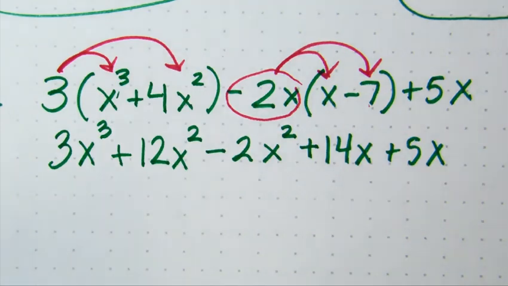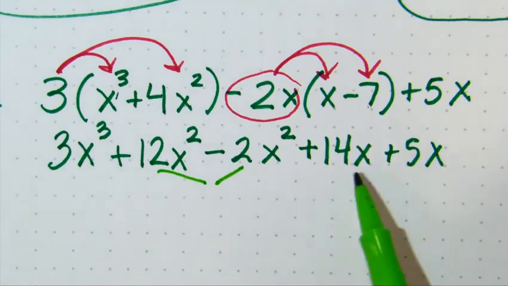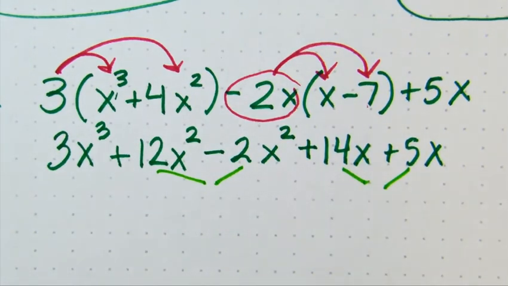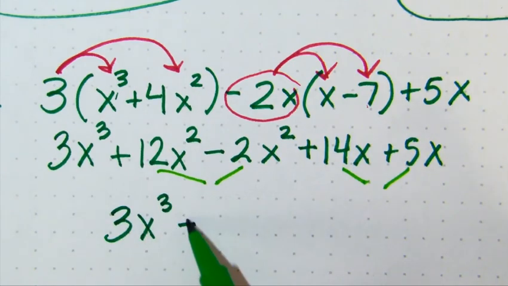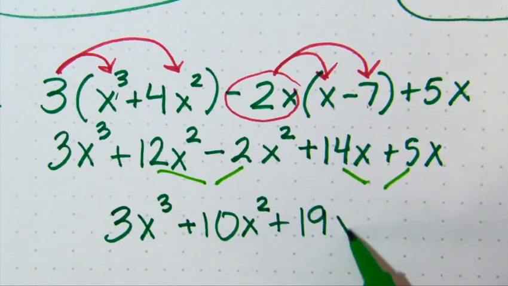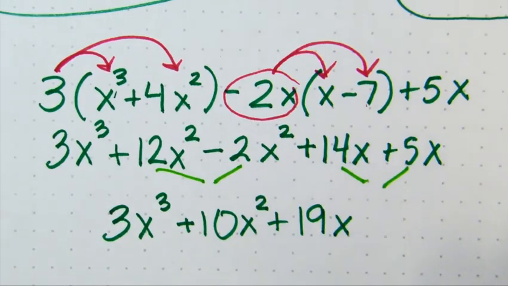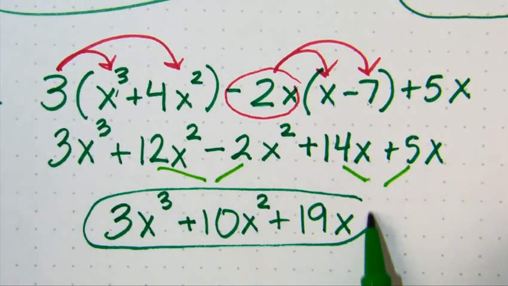And then the final thing to do is combine like terms. Okay, so distributing is like multiplication, combining like terms is like addition. So we're just following order of operations. So we have like terms here, and we've got like terms here. So my final answer is 3x to the third plus 10x squared plus 19x. Remember, when you combine like terms, the variables don't change. You just add or subtract the coefficients, right?